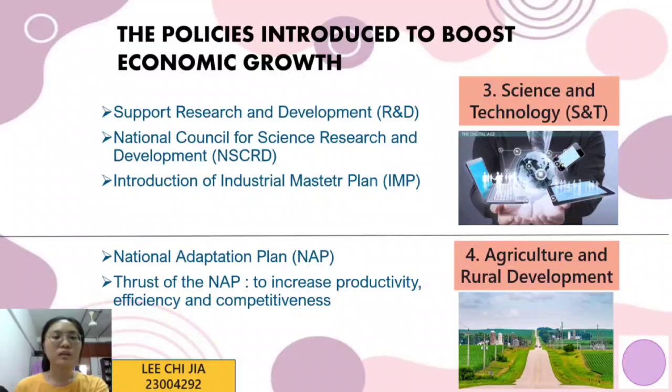Next is agriculture and rural development. The modernization of the agriculture sector constitutes the main theme of the National Agricultural Policy. The thrust of the policy is to increase productivity, efficiency, and competitiveness in the development.